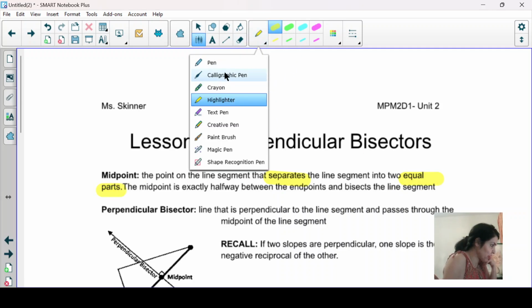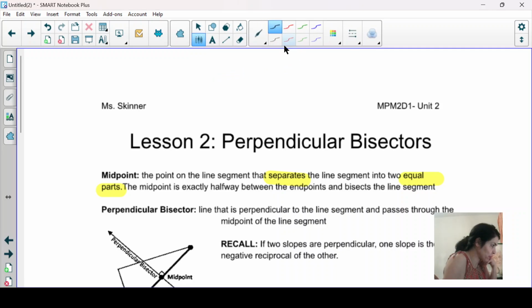So it means that if you have a line, and the midpoint separates it into two equal parts, then this part is equal to this part. This segment is equal to the other.